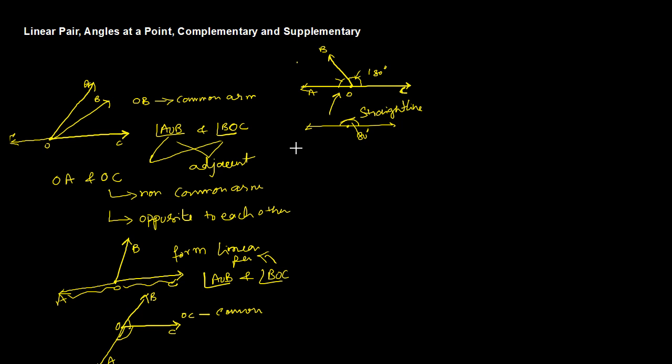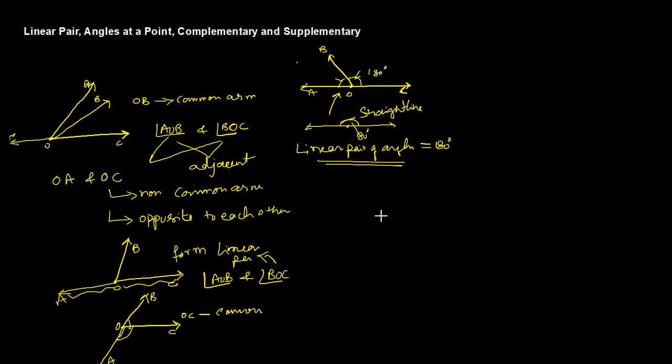We come to the conclusion that a linear pair of angles is actually going to make 180 degrees. So remember that, it's very important. The sum of a linear pair of angles is equal to 180 degrees.